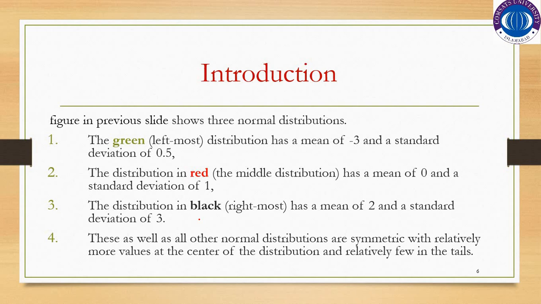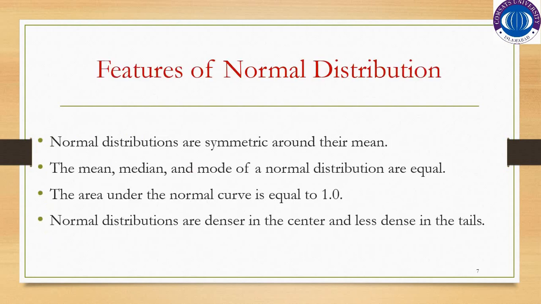These, as well as all other normal distributions, are symmetric. Later on we will discuss what this word symmetric means, with relatively more values at the center of the distribution and relatively few in the tails. Features of normal distribution. Normal distributions are symmetric around their mean. So basically, this is a bell curve distribution.